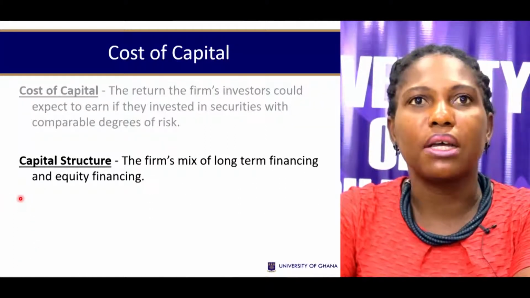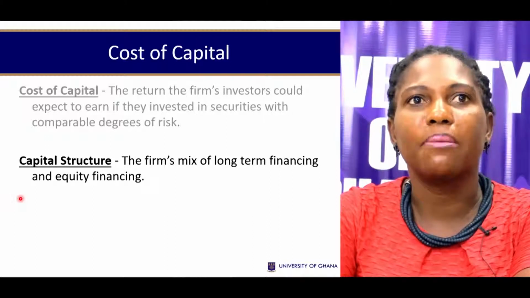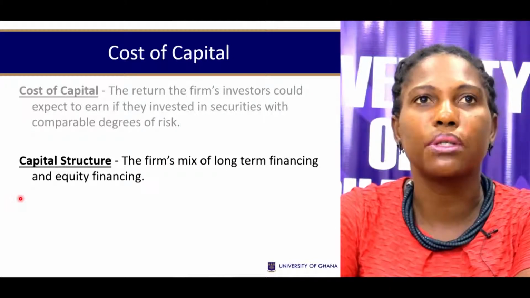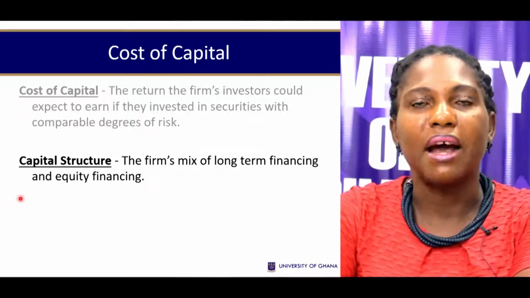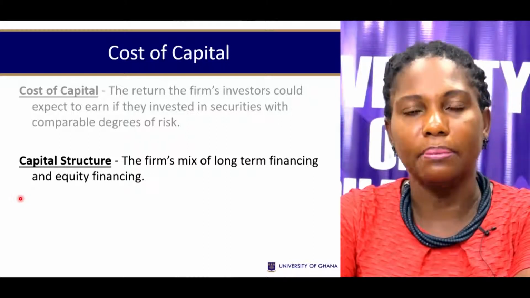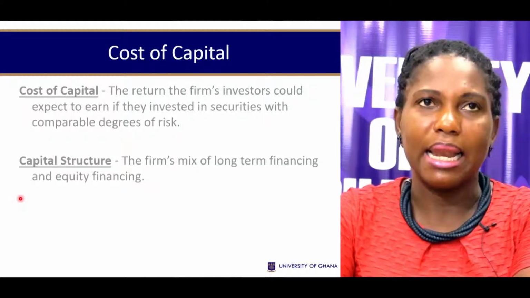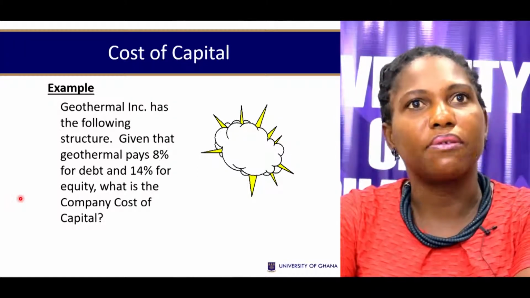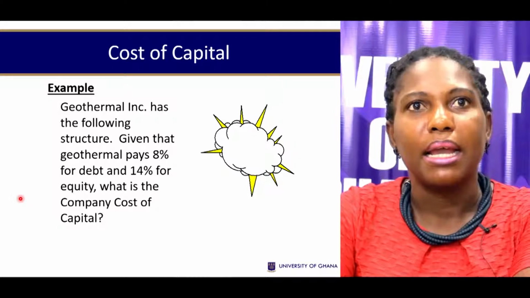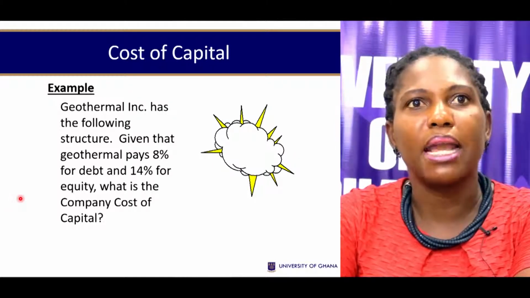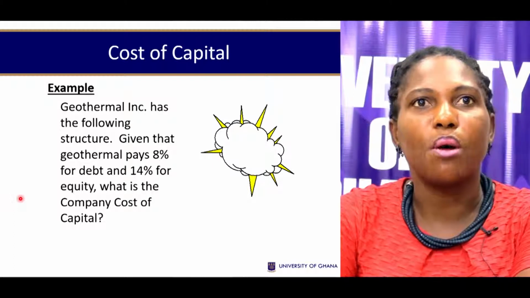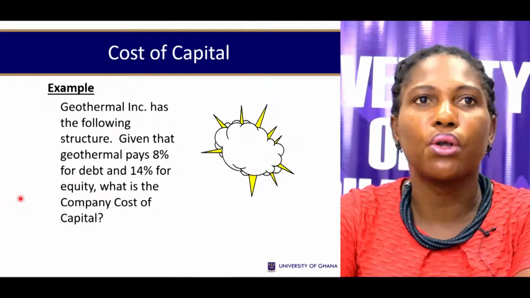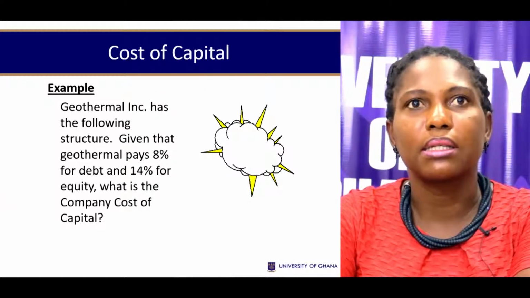Now the capital structure is the mix of the long-term financing, that's usually the debt and equity financing, that the firm chooses to employ to fund its operations and day-to-day investments. Let's take an example of Geothermal Incorporated that has the following capital structure. For its debt, it pays about 8%, and for the equity component, it pays about 14%. Now, we want to know the cost of capital to this company.